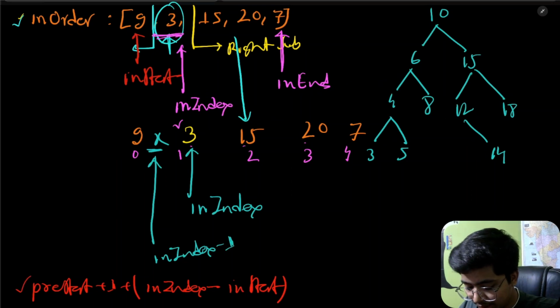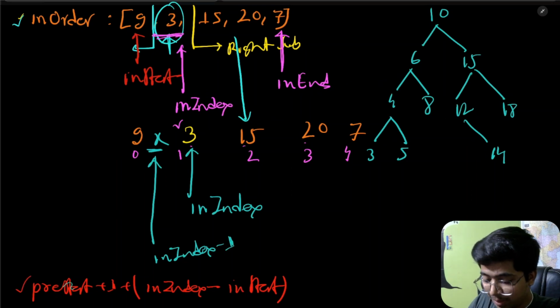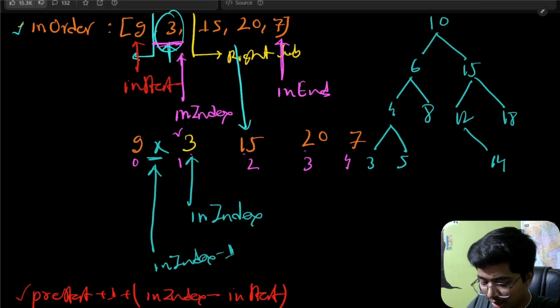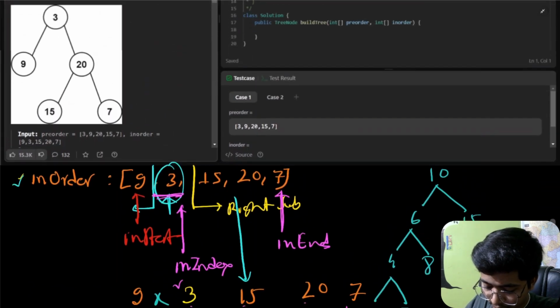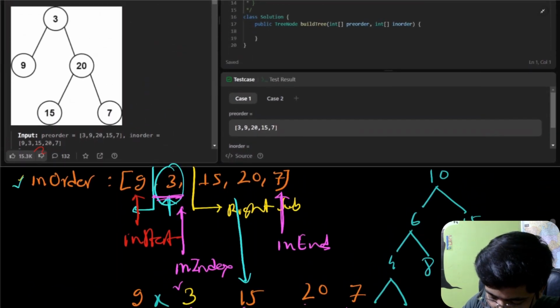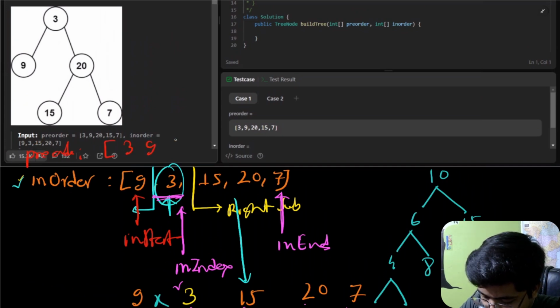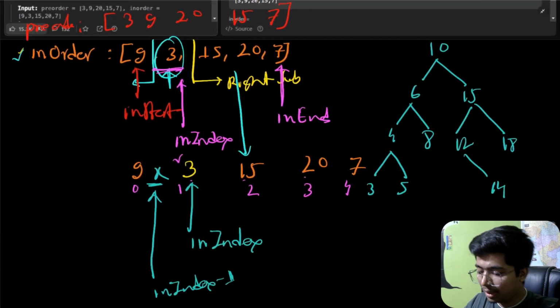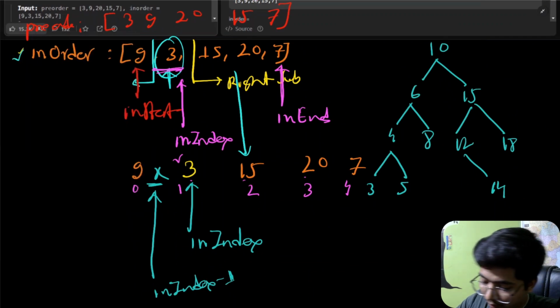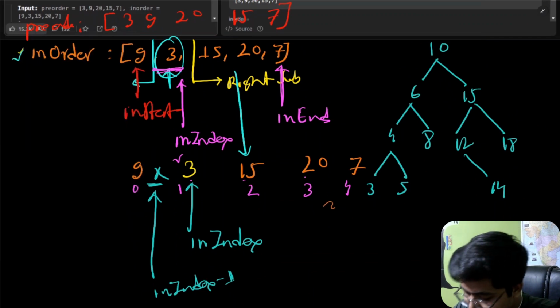So let's notice one thing here, pre-start plus 1. Why is this pre-start plus 1? Did you notice one thing? This was in order. So now again we'll be bringing our pre-order tree. The pre-order was this one, 3 9 20 15 7. So this was pre-order. Now we'll be constructing the pre-order traversal of this tree.